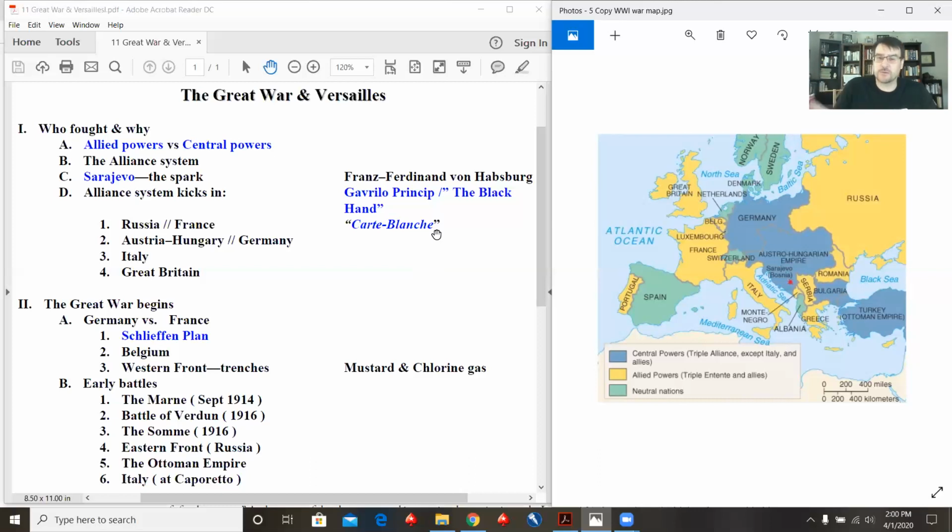So with carte blanche, with blank check support from Germany, Austria then delivered an ultimatum to Serbia. Austrian officials would be allowed to search and go through Serbian government files to find those responsible for the assassination of the Archduke. Now, is Serbia going to agree to this? No, of course not. So here's where the alliance system then kicks in.